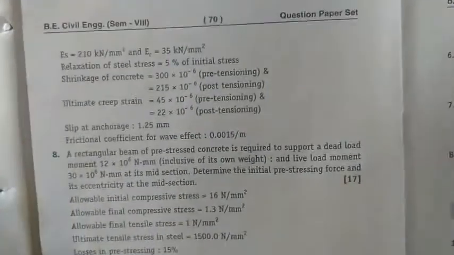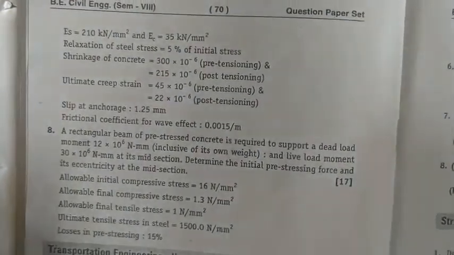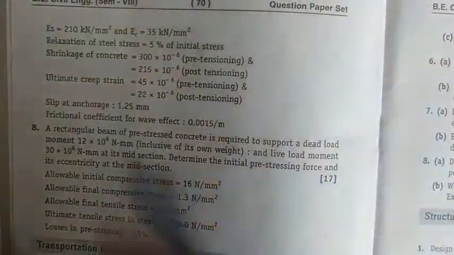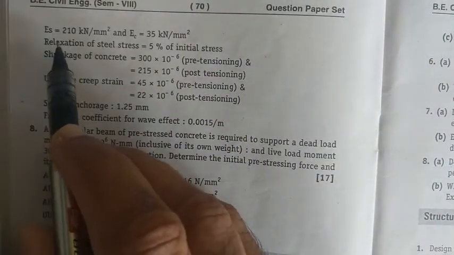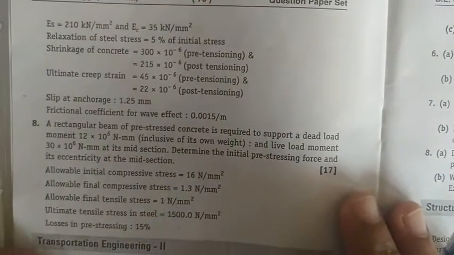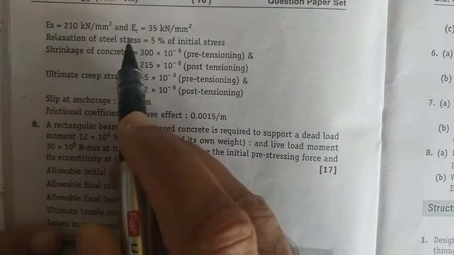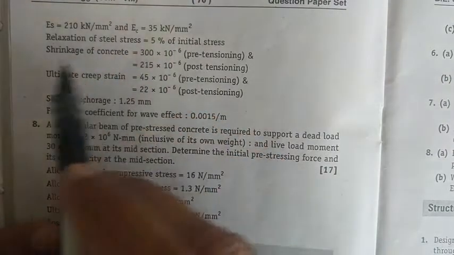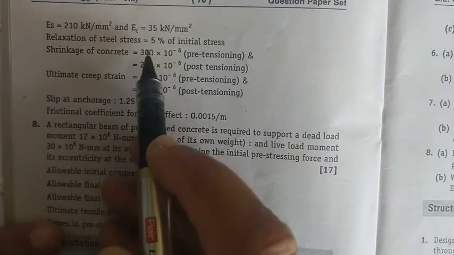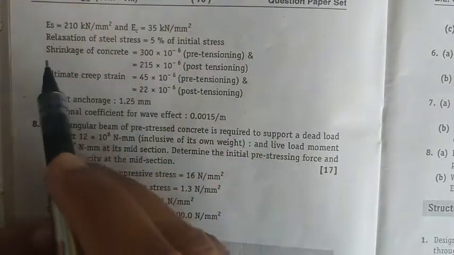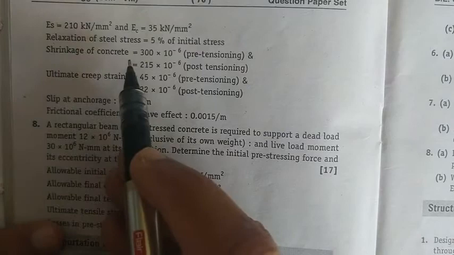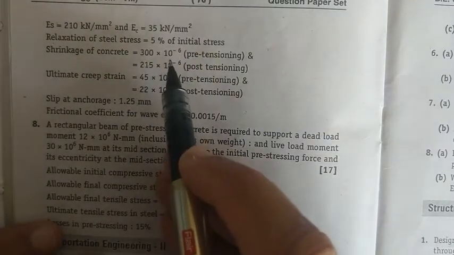The given data is: Young's modulus of steel is equal to 210 kilonewton per mm square. Young's modulus of concrete is equal to 35 kilonewton per mm square. Relaxation of steel is equal to 5% of initial stress. Shrinkage of concrete is equal to 300 into 10 raised to minus 6.